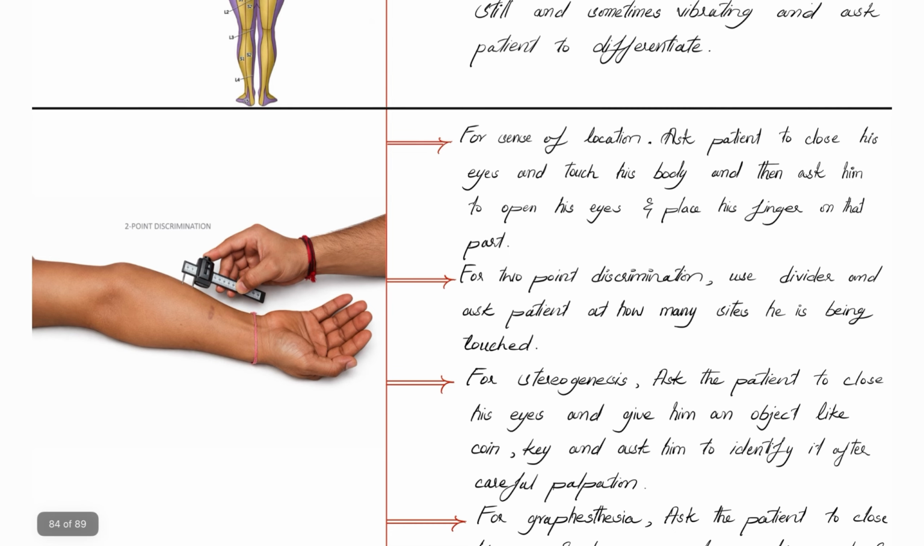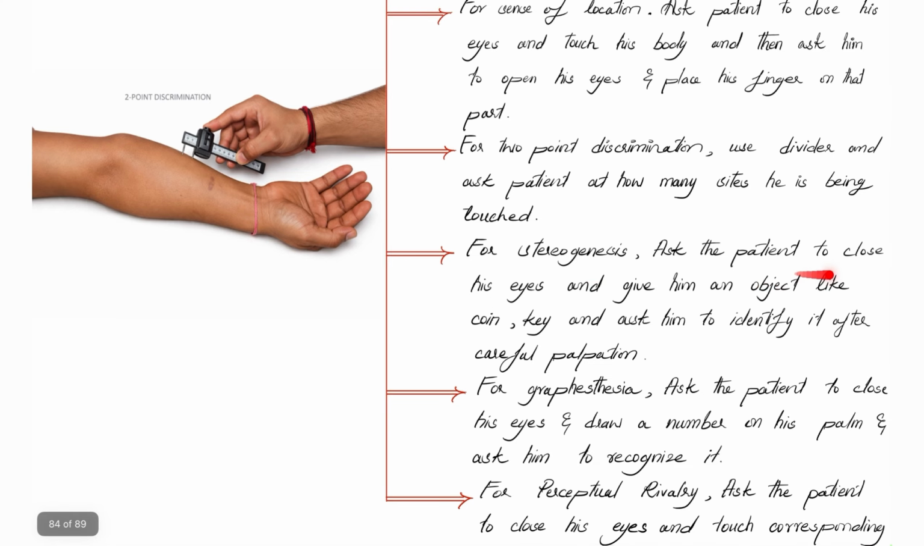For sense of location, ask the patient to close his eyes, and then the examiner touches his body and asks him to open his eyes and place his finger on that part which was touched by the examiner. For 2-point discrimination, use a calibrated divider and ask the patient at how many sites he is being touched. For stereognosis, ask the patient to close his eyes and give him an object like a coin or key, and ask him to identify it after careful palpation.